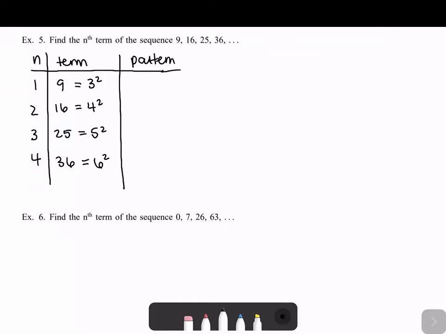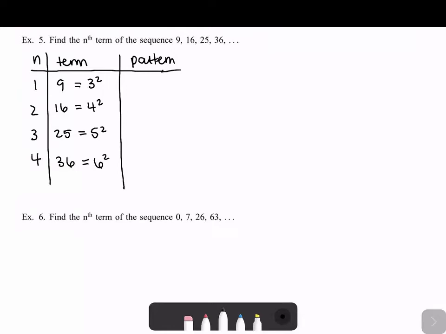So 3, let's see how that relates. So we have 3 squared, 4 squared, 5 squared, 6 squared. So the thing changing is our base, the number that's being squared. So let's see how the number that's being squared relates to the n position in the sequence. So because 3 squared is the first term, how does 3 relate to 1?